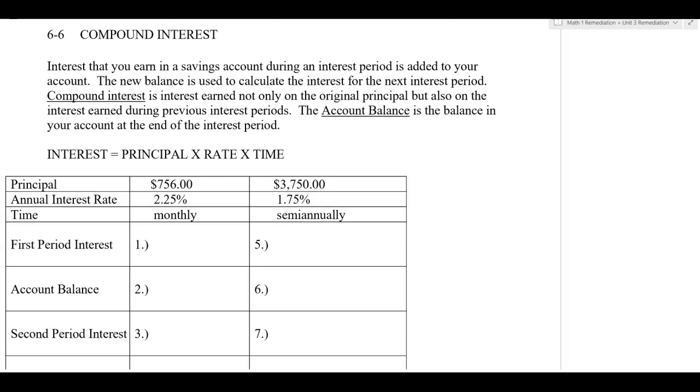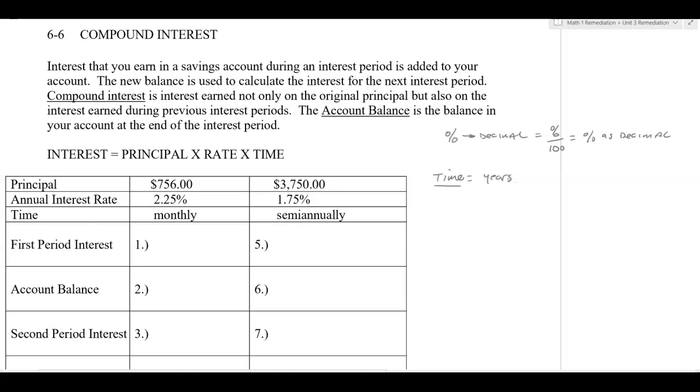Okay. Some key words you have to understand here. Anytime we calculate interest, we always have to change the percent to a decimal. That's number one. When we take a percent and convert it to a decimal, we basically just take the percent divided by 100 and it gives us the percent as a decimal. Number two, our time usually has to be in years.